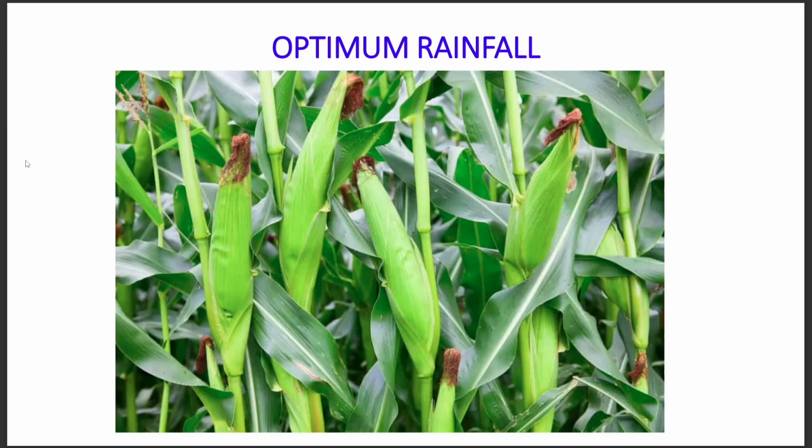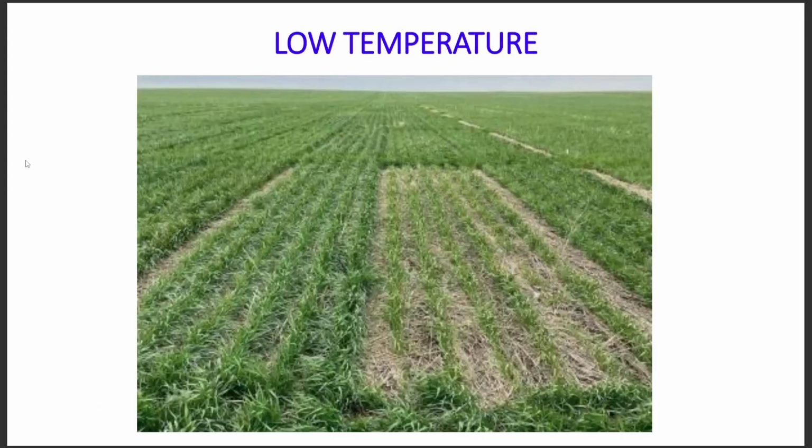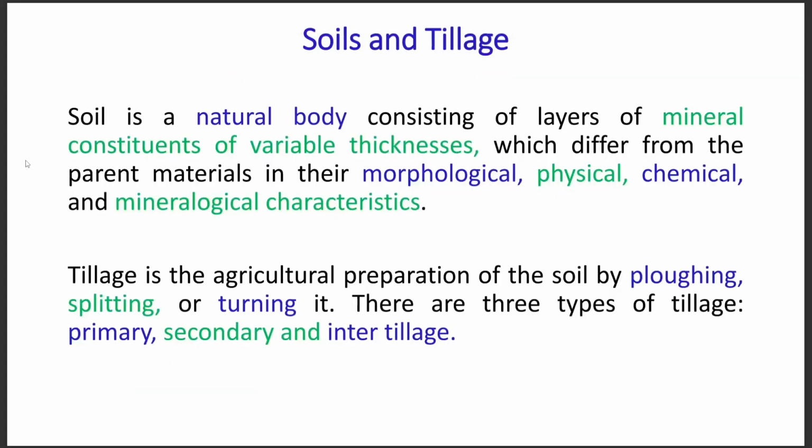After that, if we get optimum rainfall, then that will be best for their growth and for their yield. Then in high temperature areas, we mainly cultivate cotton, because it is also a very important agronomic crop. Then in low temperature, we cultivate barley.